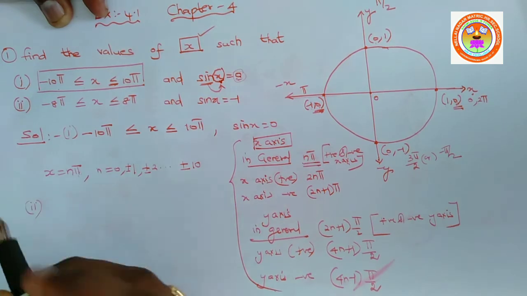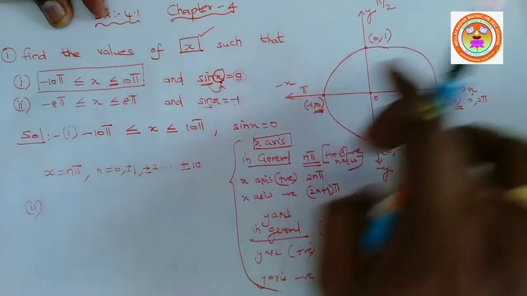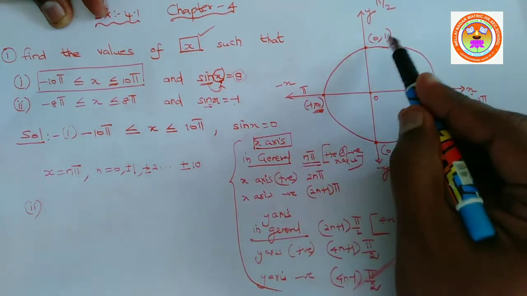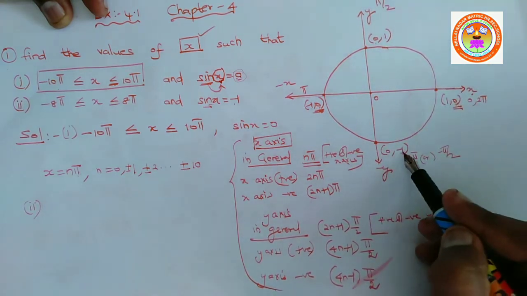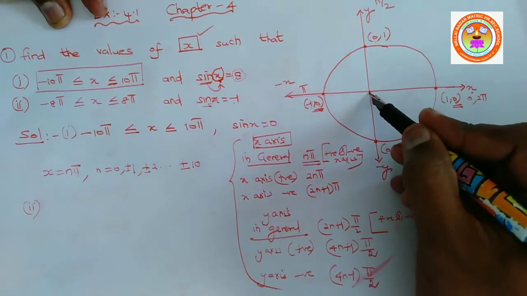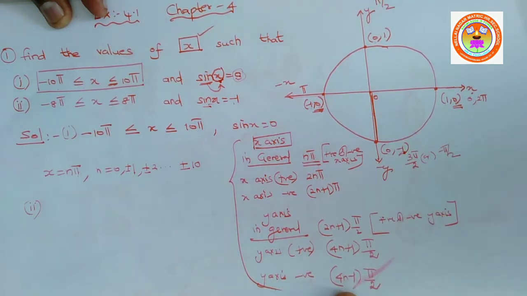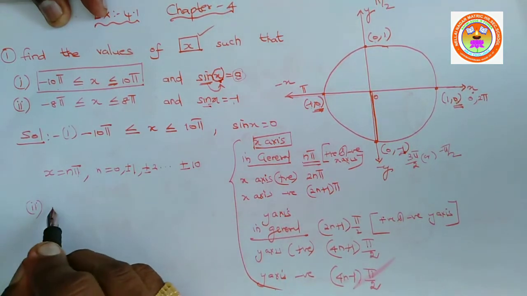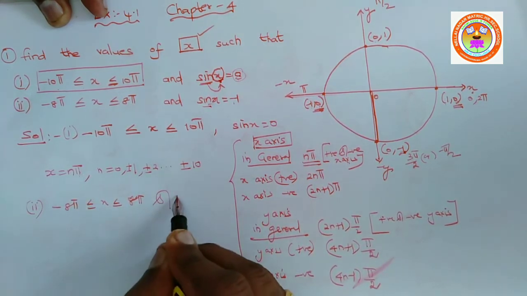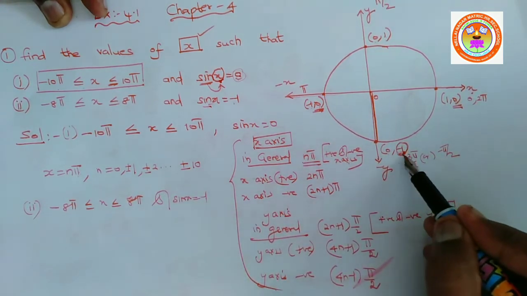Next is the second subdivision. What is the second subdivision? Sin x is equal to minus 1. If I choose the sine in this unit circle, where is the minus 1 present? In sine, this is 0, 1, 0, and minus 1 is present here. It is going to be the negative y-axis. First I will write the question: minus 8 pi less than or equal to x less than or equal to 8 pi, and sin x is equal to minus 1.